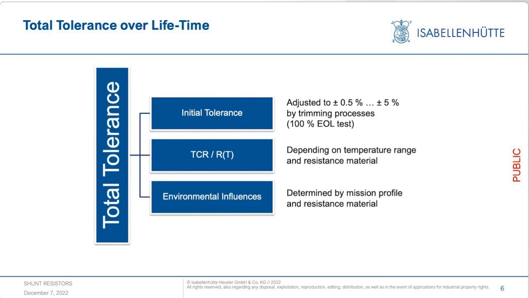From a customer point of view, one very important parameter is the total tolerance over lifetime. The total tolerance has 3 main contributors. The first contributor is the initial tolerance of the resistor. The second contributor is the temperature coefficient of the resistor. And the third contributor is the tolerances which are induced by the environmental influences on the resistor during its lifetime.